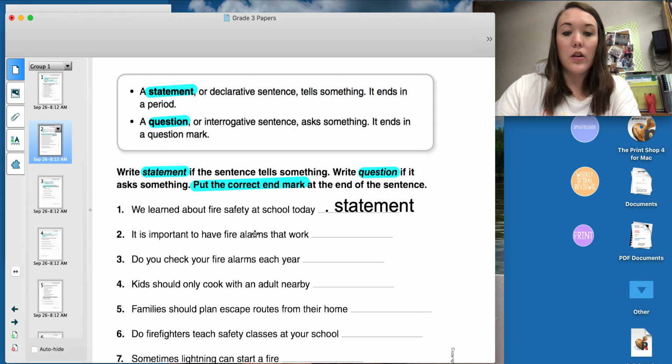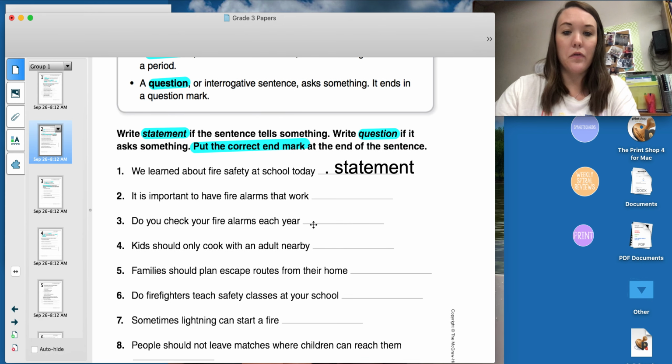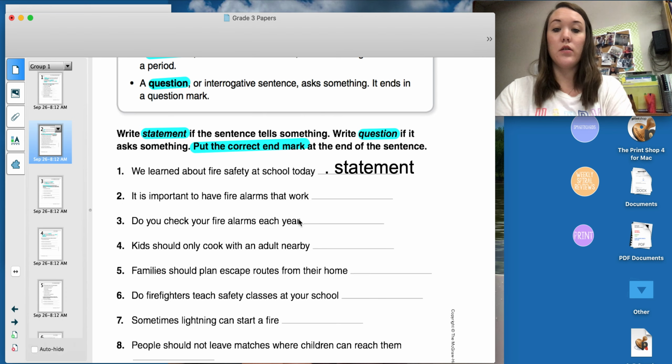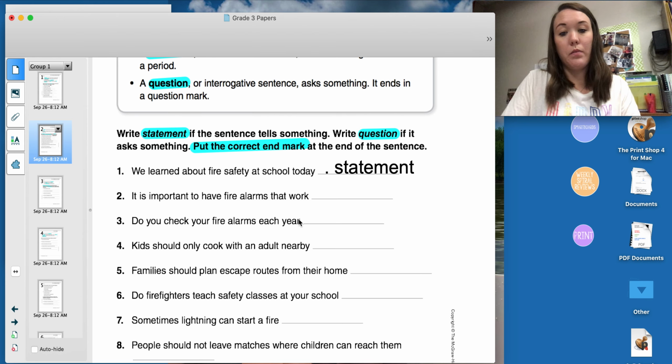You can go back and do number 2, but I would like to look at number 3. Do you check your fire alarms each year? This is asking somebody something. So first, I need to put my question mark. And then I need to write question.